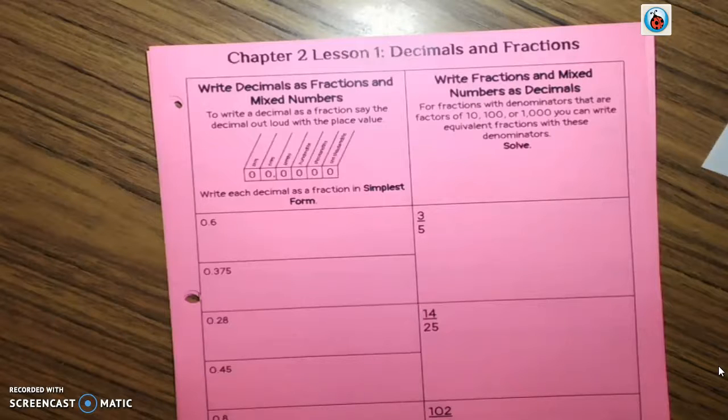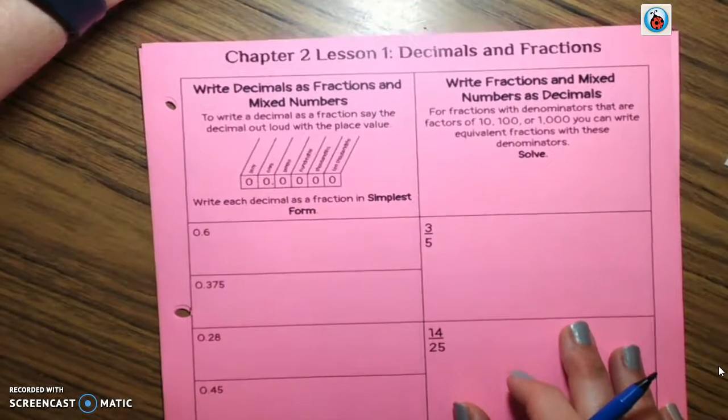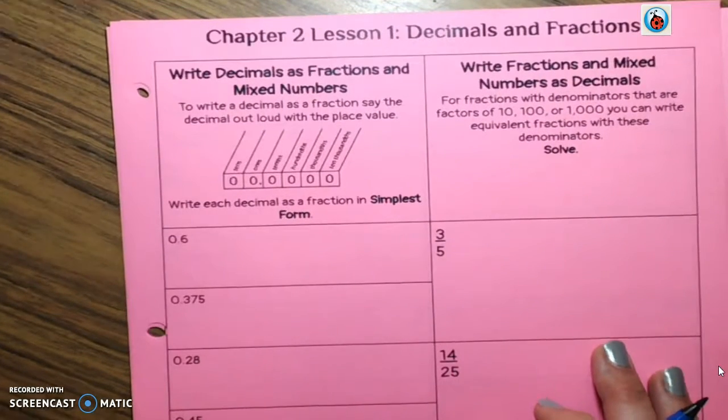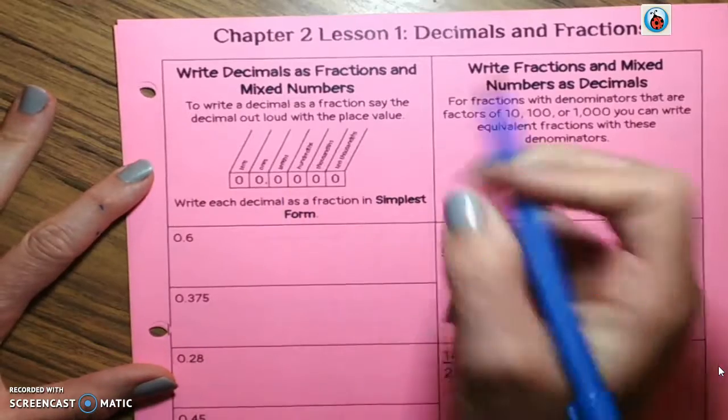Okay guys, today we're doing the first lesson in chapter 2 called Decimals and Fractions. So we're going to change decimals to fractions and then fractions to decimals. When we change decimals to fractions, we need to know our place values.